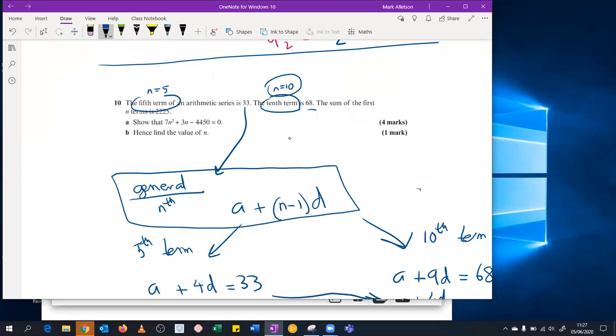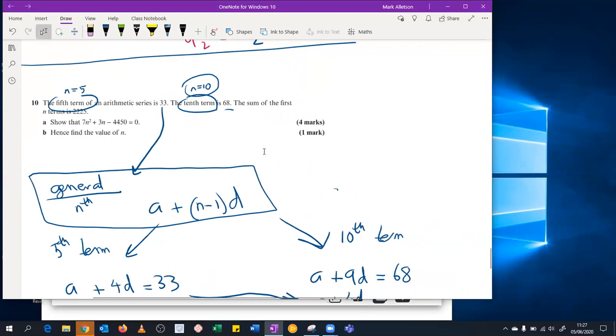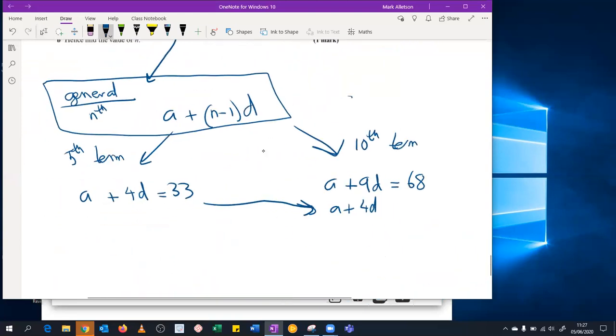Therefore, if we think of the two separate situations, when n is 5 for the fifth term, we get the equation a + 4d = 33, because it told us the fifth term was 33. And the 10th term gives us a + 9d = 68. Then we solve those simultaneously. I'm going to write it like you did in year 10, the first time you saw these: take them away from each other. 9d take away 4d is 5d, and 68 take away 33 is 35, which means that d is 7.